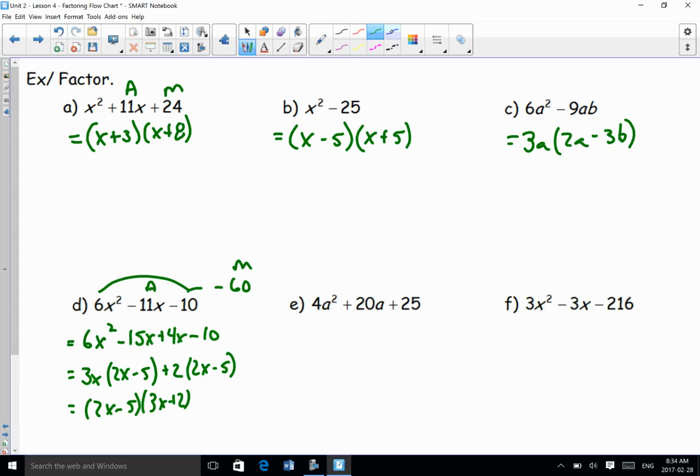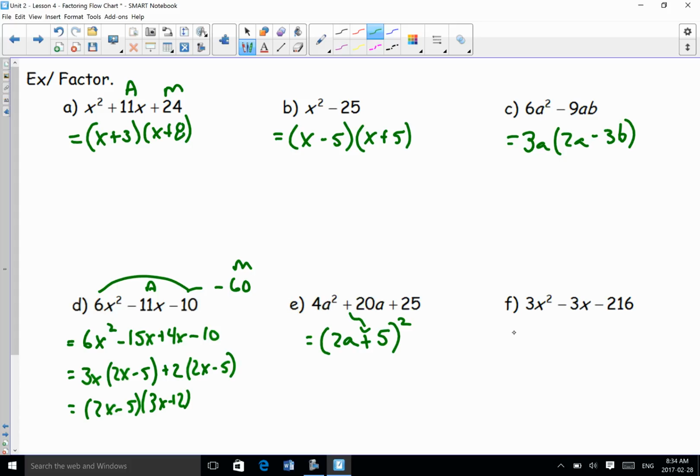Letter E, I notice that I can square root the first thing and square root the last thing. If I square root the first thing, I get 2a, and the last thing I get 5. And 2a times 5 is 10. Doubled makes 20, which makes this a perfect square. So my sign is a plus, and I put my square on it.